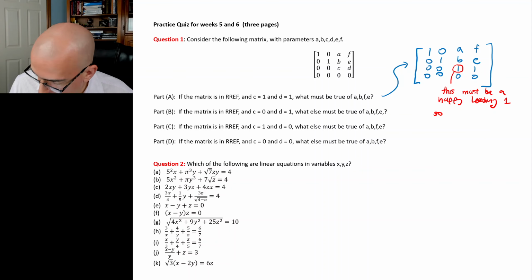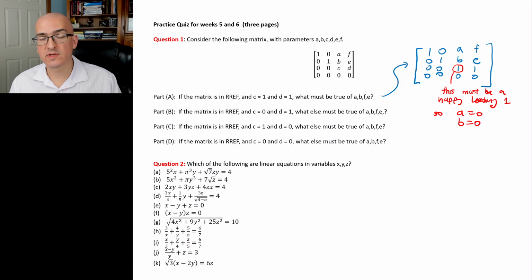So A equals 0, B is equal to 0. That must be true. It says it's fully row reduced. If we put a 1 there, it's the first non-zero number in this row, so it's a leading 1. Numbers above and below have to be 0. So A must be 0 and B must be 0.